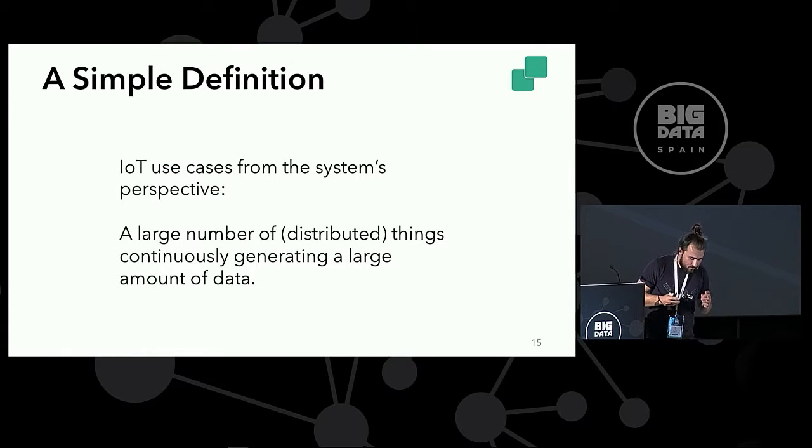And therefore, because I come from basically a systems perspective, I have a very simple definition for what IoT is. I use the term IoT because it's a well-known term nowadays and people like it. But when I speak of IoT, what it looks like to the system is a very large number of distributed things. That could be the T in IoT. And they continuously generate a very large amount of data. That is, to me, from the systems perspective, what IoT use cases look like.